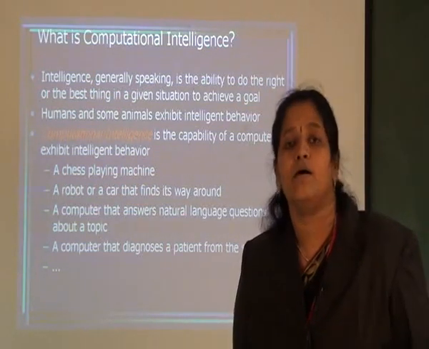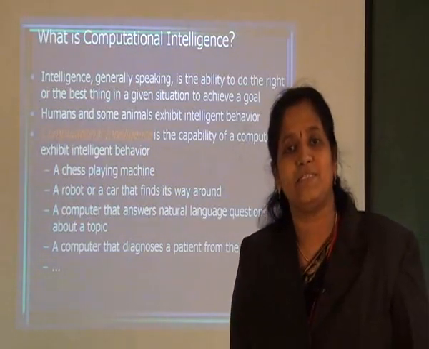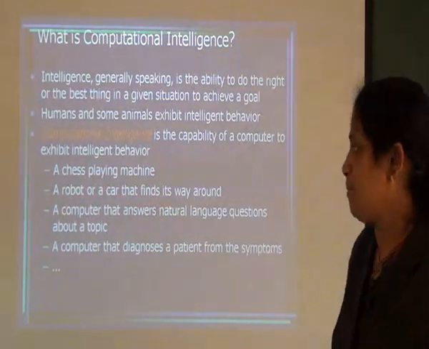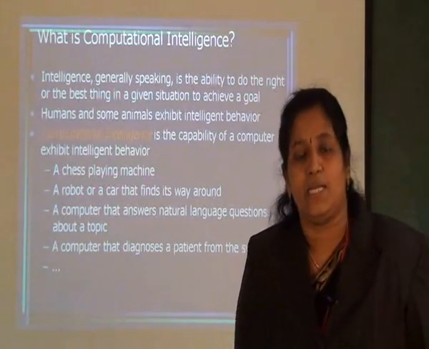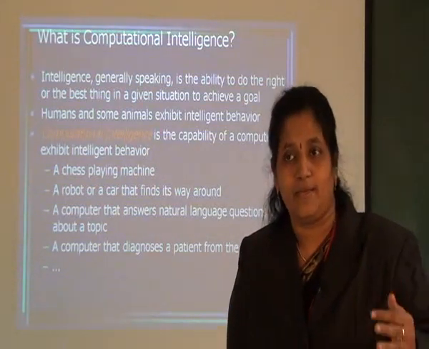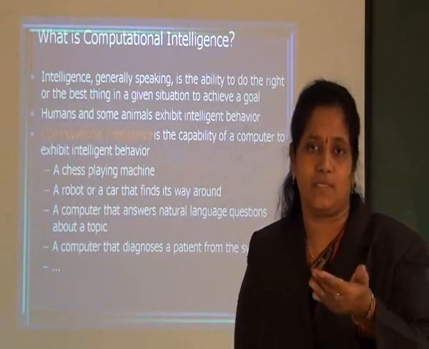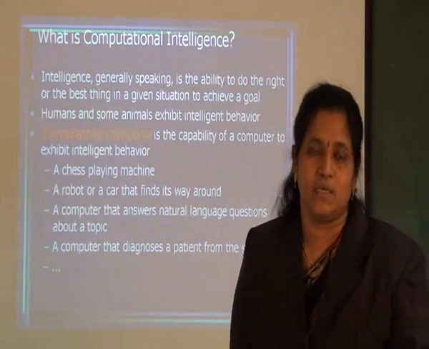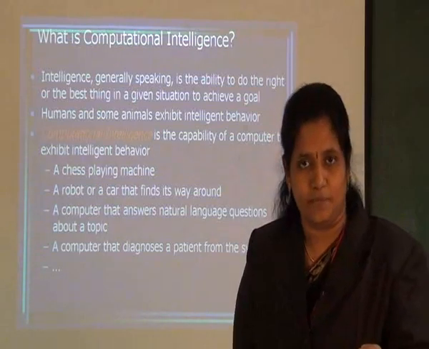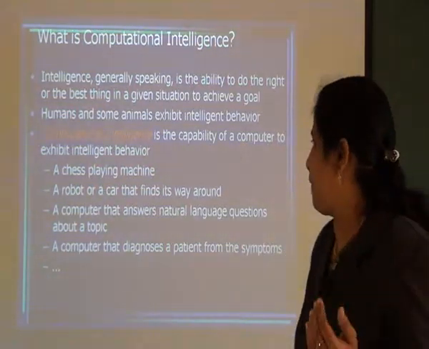Are we going to model the human brain? No. Computational intelligence means we are giving the computer the capability to exhibit intelligence. For example, somebody has developed a robot for picking up an object, which is exhibiting some intelligence. For that we need to program. A machine which plays chess is also exhibiting intelligence. A computer that answers natural language NLP questions is also exhibiting intelligence. How is it possible? Because we are injecting intelligence into the computer.